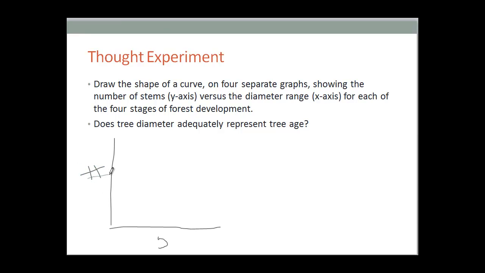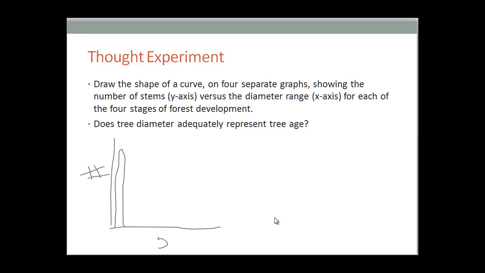So there's number of stems, and then if we think about what the diameter is going to be for the stand initiation, the average diameter is going to be very small, and the number of stems is going to be very large. And think about the range of variation that's going to occur in those small diameter early successional stems. There's going to be very little variation, so you're going to have a fairly tight curve, something like that.